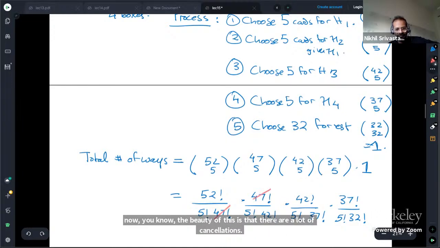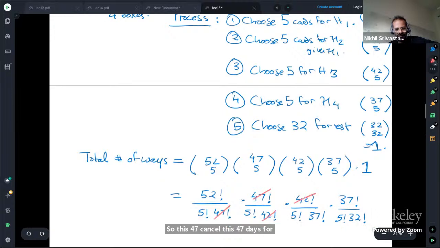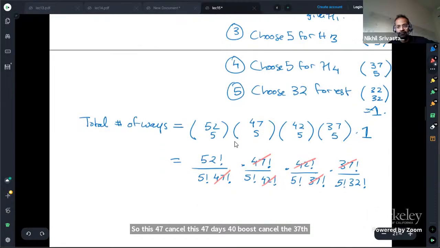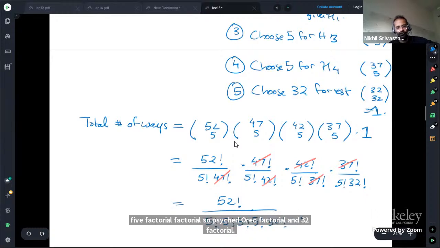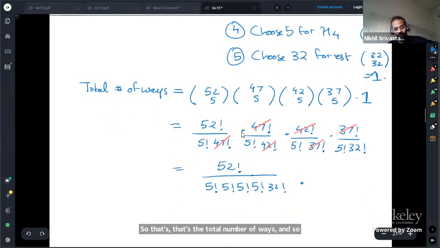So this 47 cancels this 47, these 42s cancel, the 37s cancel. And you're left with just 52 factorial over the factorials of all the sizes of the bins. 5 factorial, 5 factorial, 5 factorial, 5 factorial, and 32 factorial. So that's the total number of ways, and so that's the total number of poker hands, which is a very large number. I'm not going to compute.